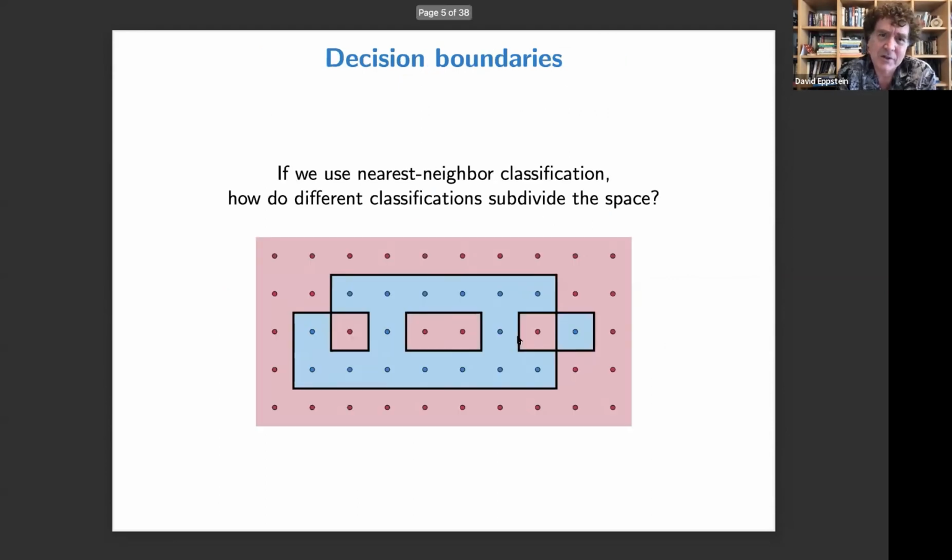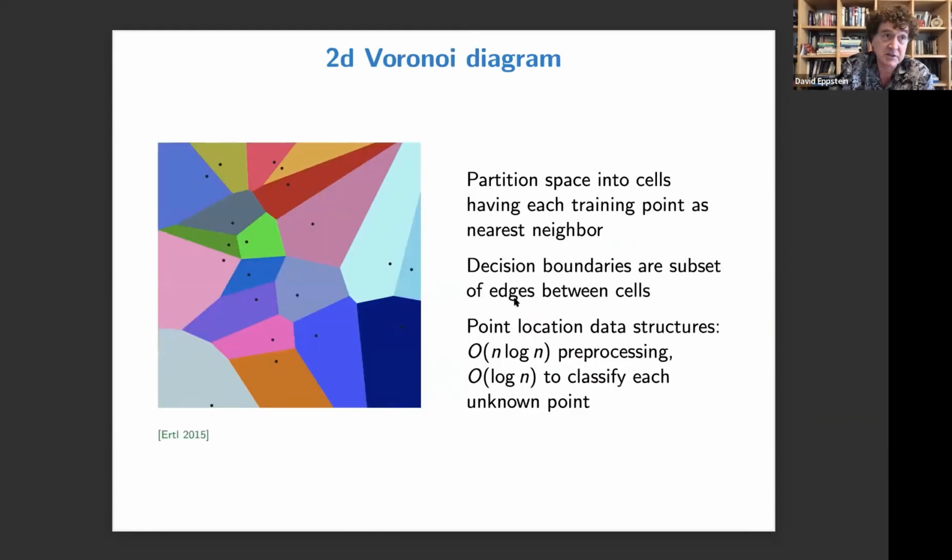And this has led to an enormous amount of work in computational geometry on just what are the boundaries between these decision regions of nearest neighbor classification. So given these red points and blue points, now they're in a grid, but it's still points with two classifications. They divide up space into regions where the classifications differ. And those regions are essentially just unions of cells of a Voronoi diagram.